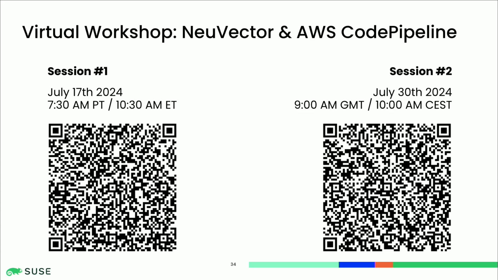So, left side, North America time friendly, 7:30 a.m. Pacific, 10:30 a.m. Eastern time. On the right side, it's for EMEA. You can sign up for free. It will be hands-on workshops, so we will not do a lot of presentation. We share code with you, you get AWS accounts, and then we really dive deep into the whole thing. The goal is that afterwards, you have everything you need to implement all that by yourself.